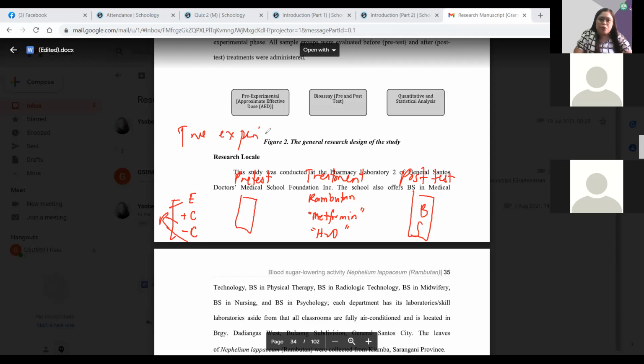Nakalimutan nilang ilagay yung word na true dyan. But this is a true experimental, quantitative, true experimental, specifically the pre-test and post-test control group study design. Yan yung pagka-state sa research design nitong experimental na study.